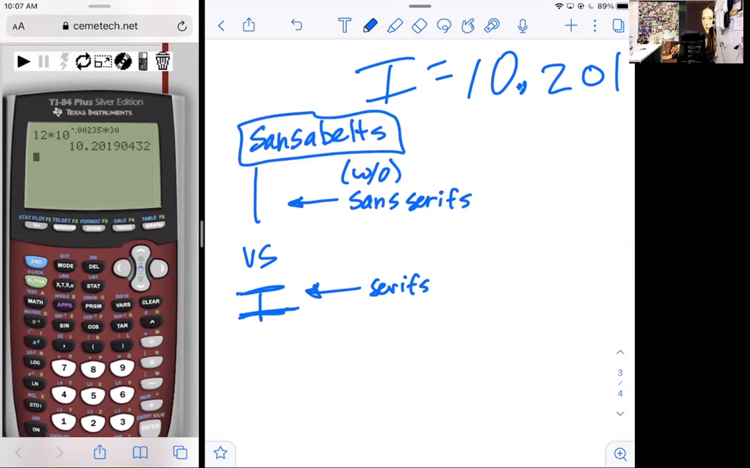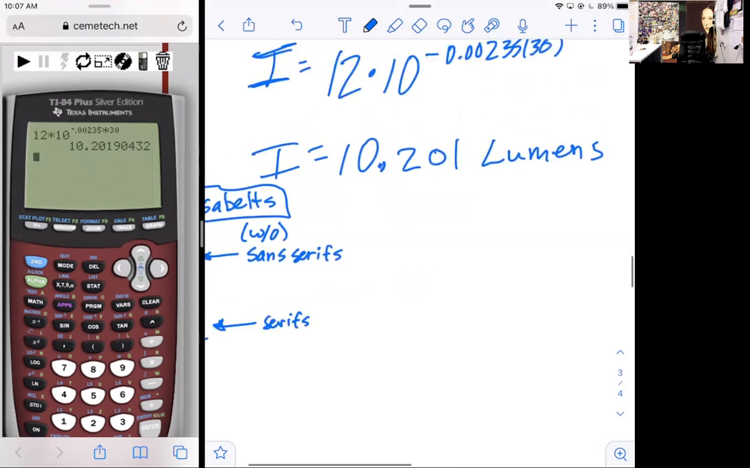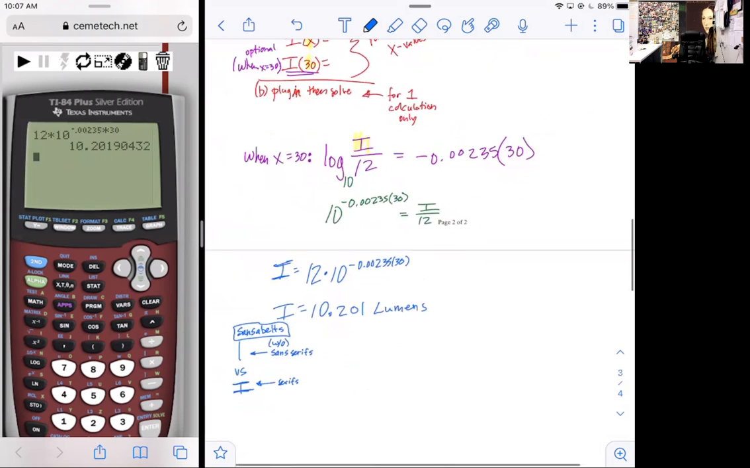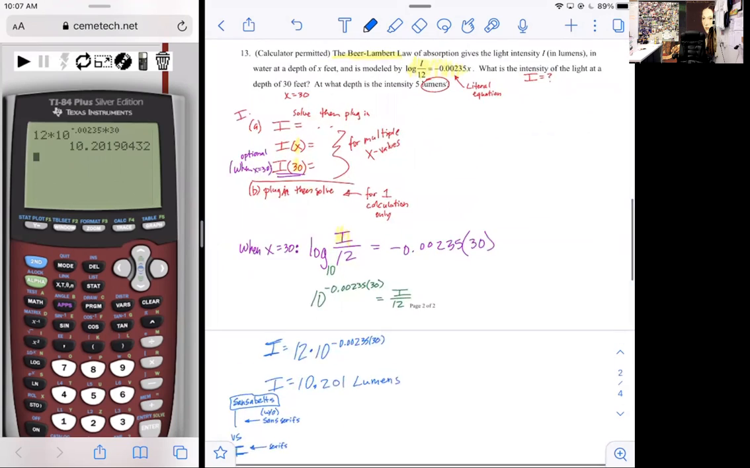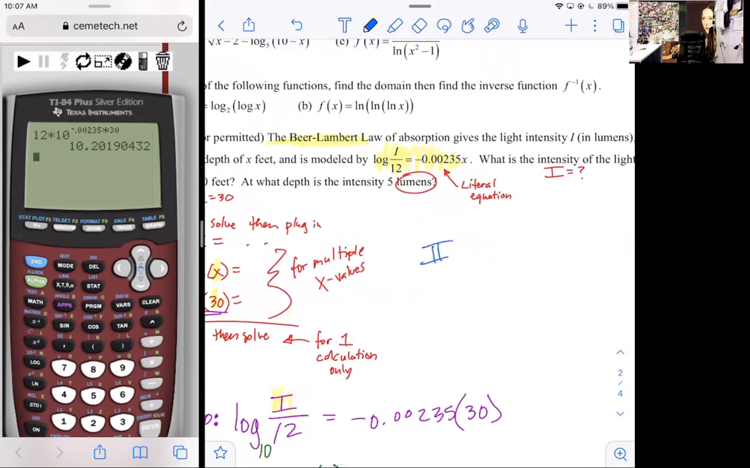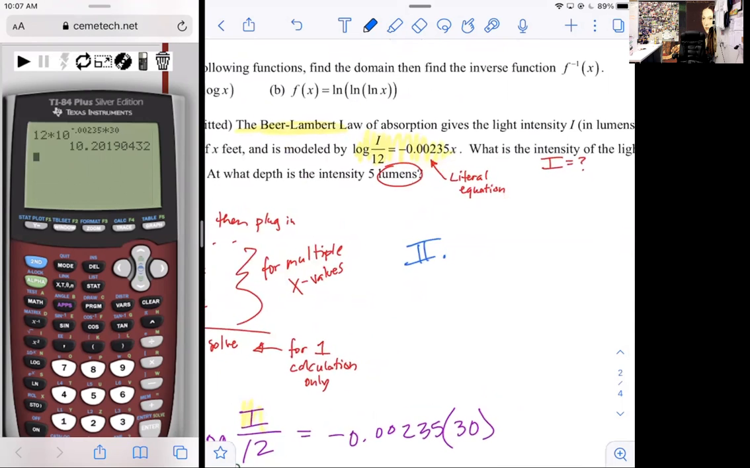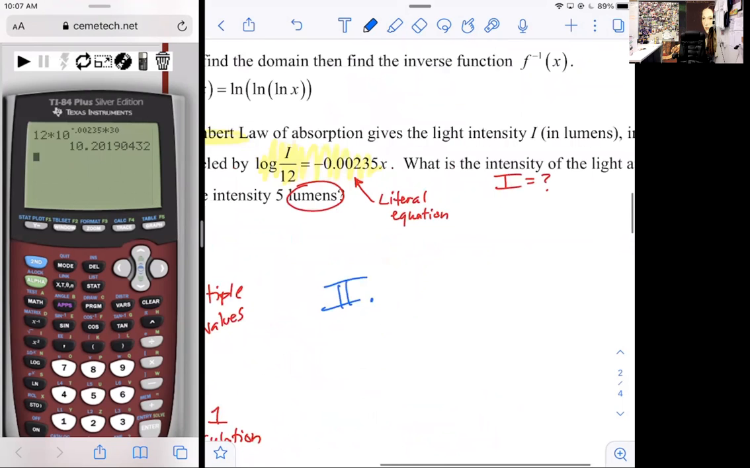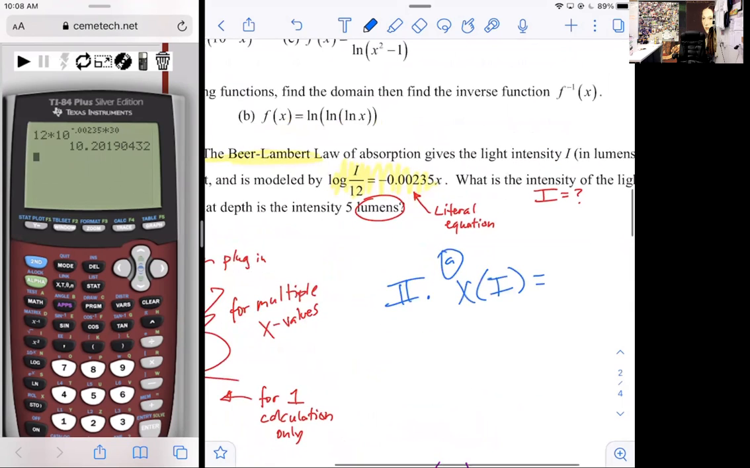No belts, right? So anyway, serifs, no serifs. All right. Now, let's do it for the other version. Now we're plugging in for I. So now it says, we'll call this Roman numeral 2 with serifs: at what depth is the intensity 5 lumens? Well, I can either solve for X as a function of I. Let's write that down. This would be part A. If I solve this equation for X in terms of I.